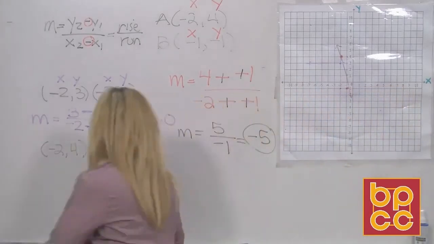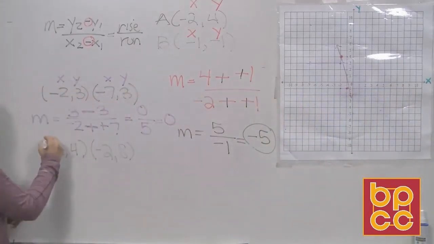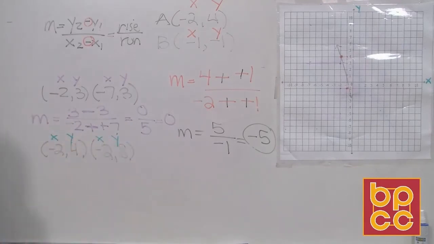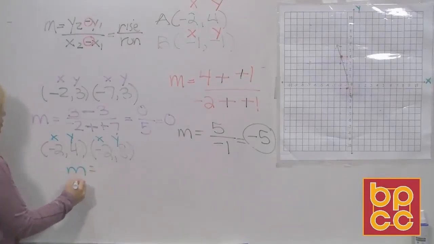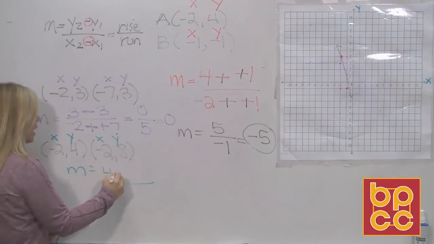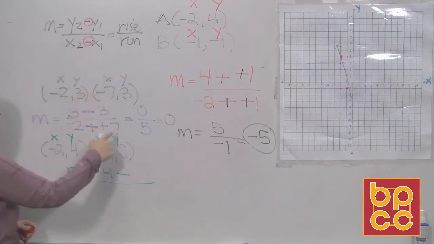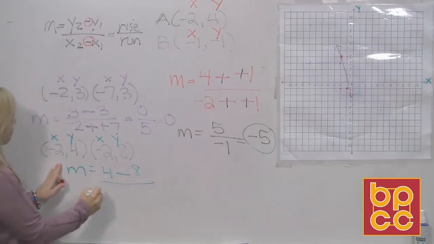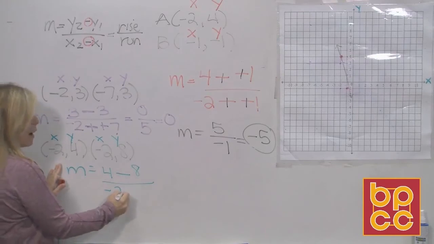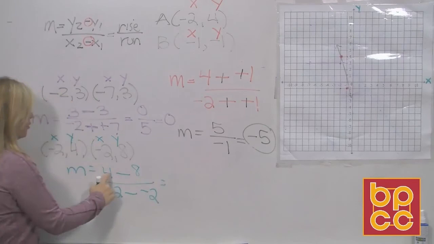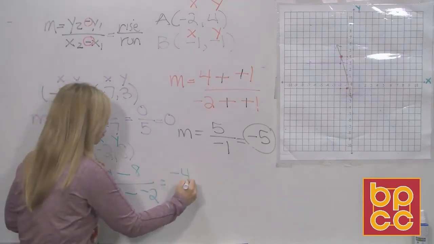Okay, let's try one more. Here are my 2 points. I have an x and a y and an x and a y. And the directions say find the slope. So again, if I use the formula, slope equals, in the numerator go the y values. My first y is 4. I put subtraction always, and then my other y is 8. Now I'm going to do my x values. My first x is negative 2. I'm going to put subtraction. My other x is negative 2. 4 minus 8 is negative 4.